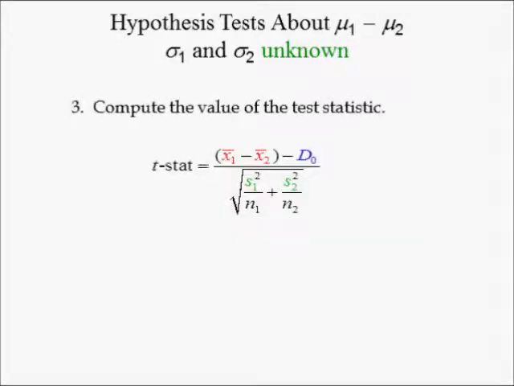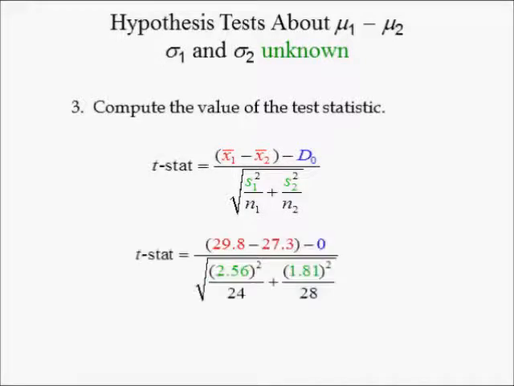In step 3, we compute test statistic t-stat. Substituting x bar 1 equal to 29.8 miles per gallon, x bar 2 equal to 27.3 miles per gallon, d0 equal to 0, sample 1 standard deviation of 2.56 miles per gallon, sample 2 standard deviation of 1.81 miles per gallon, sample size 1 equal to 24, and sample size 2 equal to 28, yields a t-stat of 4.003.